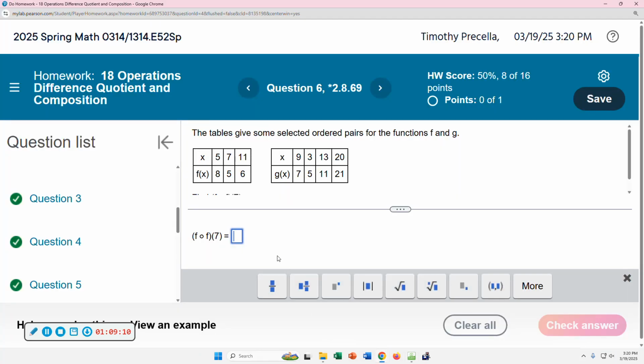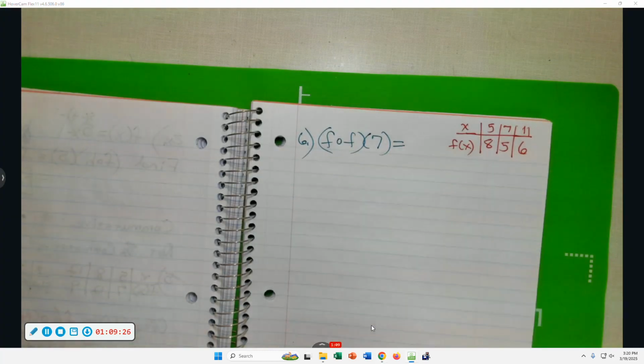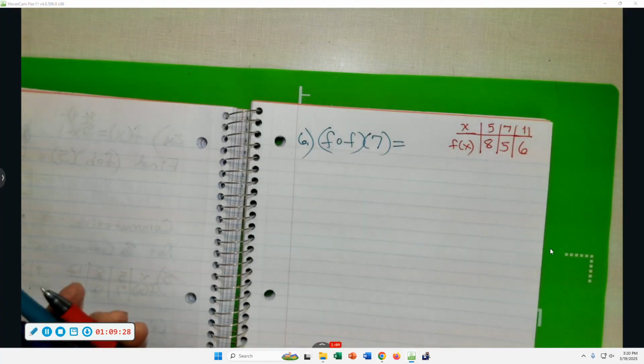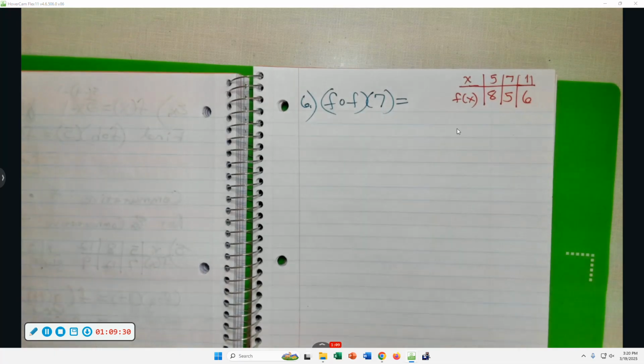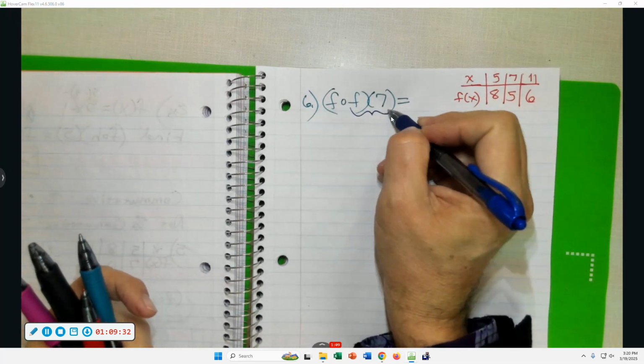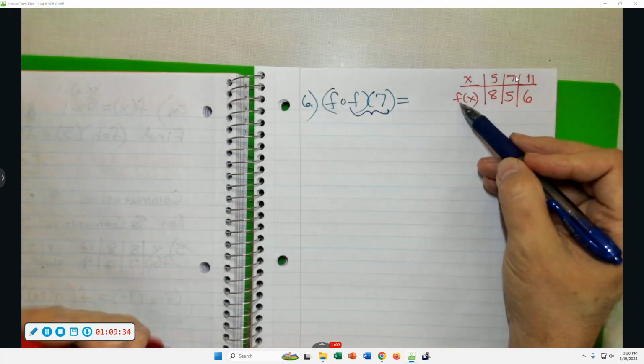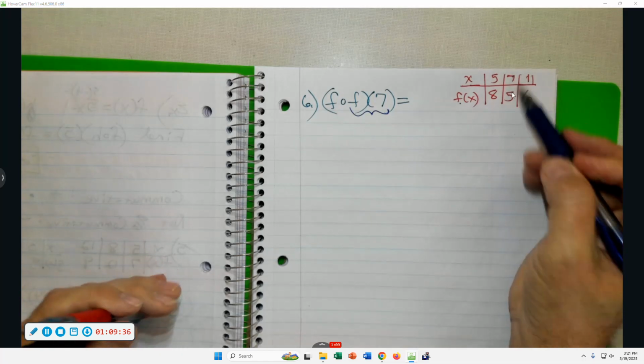Okay, so here's X and F of X. 5, 7, 11 and 8, 5, 6. Okay, so now you can point. F of 7. The F table assigns 7 to 5.